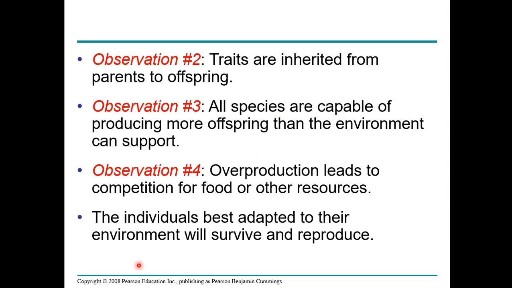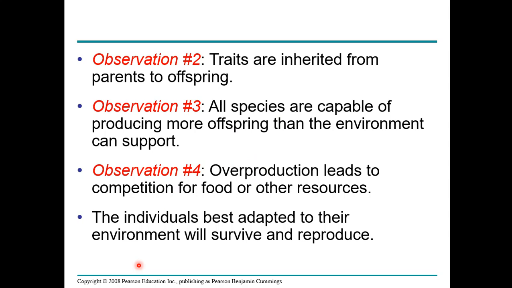Okay? So that means when one population is overpopulated, this leads to competition. You call this specifically intra-specific competition for food and other resources. Why intra? Because they compete with the same kind of species. Okay? So these are the four observations of Darwin.